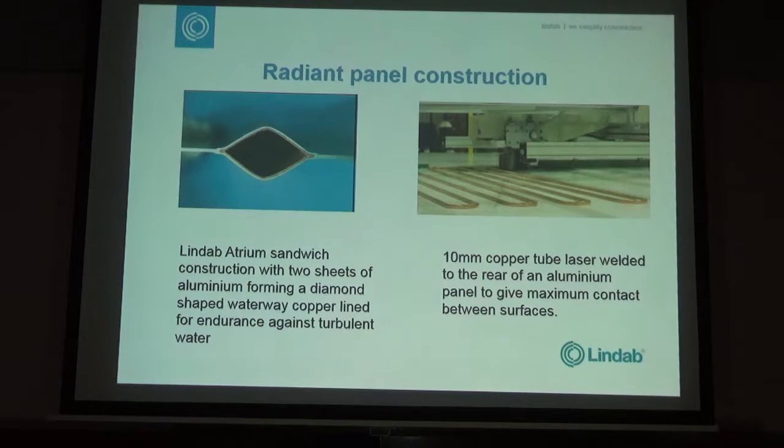And then on the other side, this one's similar to the first one. So you take a sheet of aluminium, and this is laser welded, so it's directly welded to the faceplate and steered through the extrusion. So again, you get really good contact between your pipework and your faceplate. And this is really important because the heat transfer is important to the output of your panel.